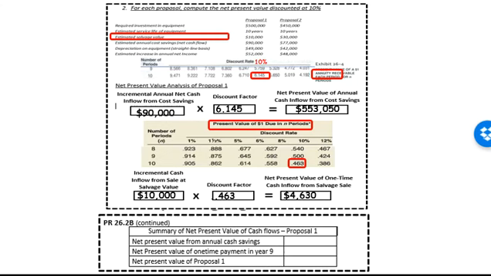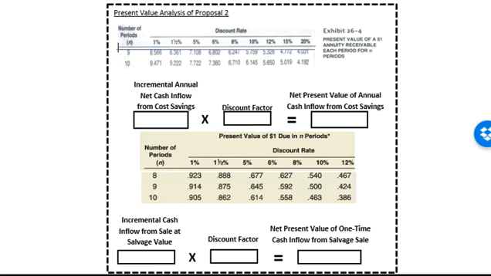So if we do the summary of proposal 1, if we add the present value of our annual payments and our one-time payment together, we get $553,050 from our annual payments, plus we have $4,630 from our one-time payment. So the present value for proposal 1 comes out to $557,680. Okay, so that is the present value analysis for proposal 1. Now we've got to perform the same analysis on proposal 2.